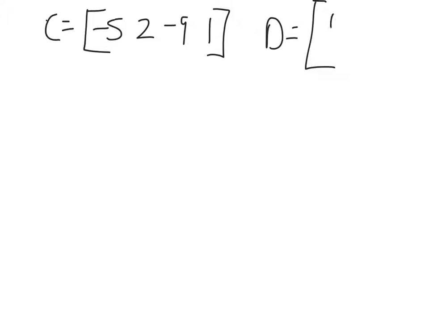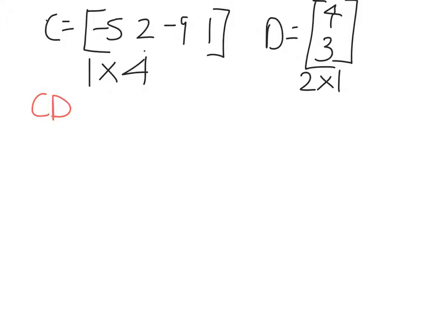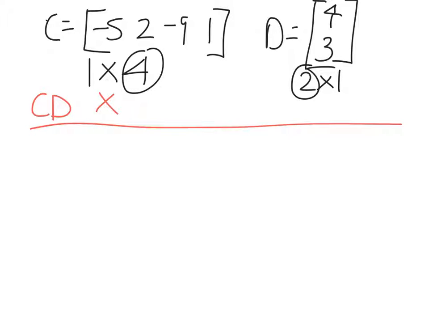Let's say I have the matrix, I'm going to call it C this time, -5, 2, -9, 1, and the matrix D is going to be 4, 3. Let's say I want to calculate CD. C is a 4-column matrix with 1 row, so it's 1 by 4. We always write the rows first. D has 2 rows and 1 column. These two numbers are not equal, so I cannot do CD in that case.